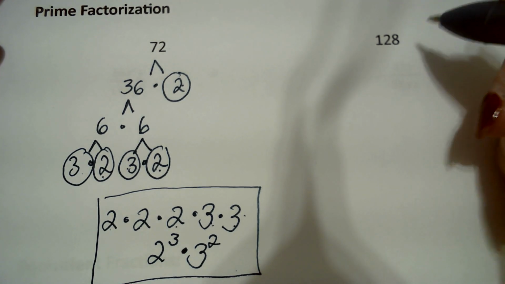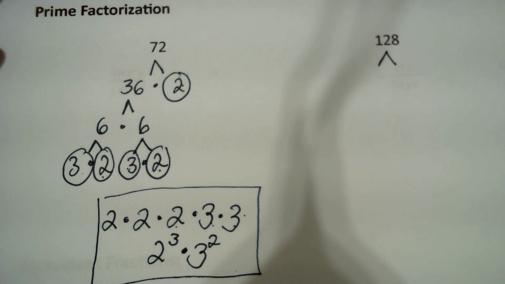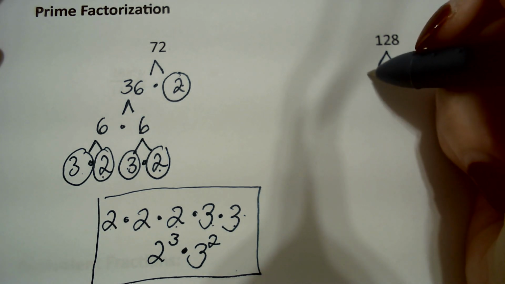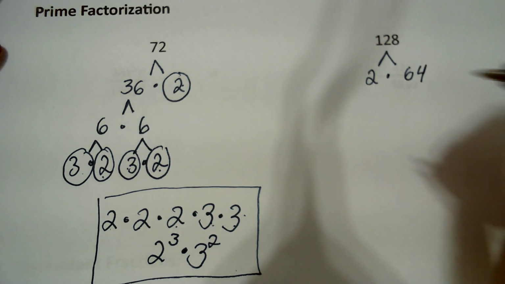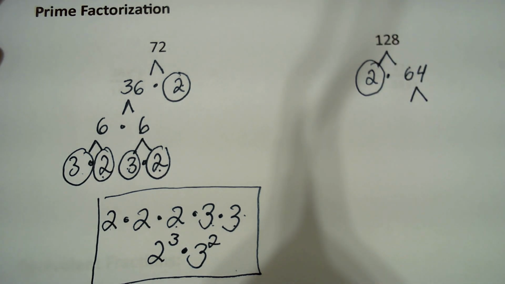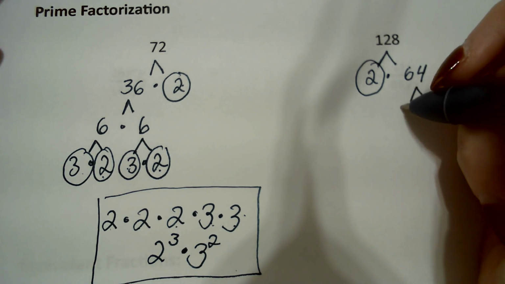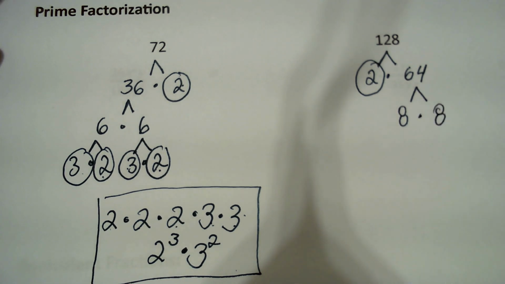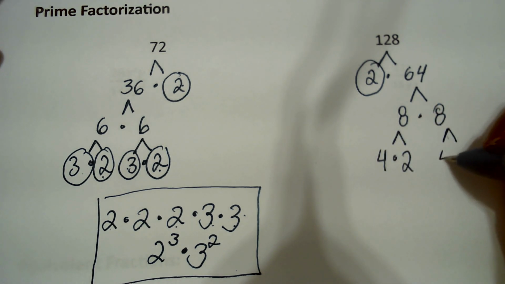Okay, let's try another one. 128. Now 128, again, maybe I don't know where to start, so let's divide it by 2. Let's start at the basics. So 2 times 64 equals 128. Now 2 is prime, so I can circle that, but 64 is not, so I'm going to continue breaking that down. I think I recall 64 can be broken down into 8 times 8. So let's do that. 8 times 8. They're not prime though, so we're going to continue and break that down into 4 times 2 for each of those factors.